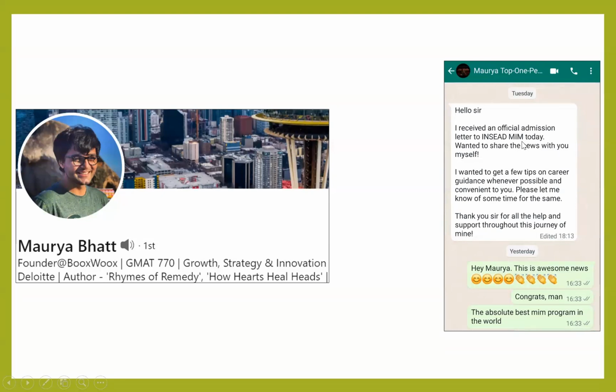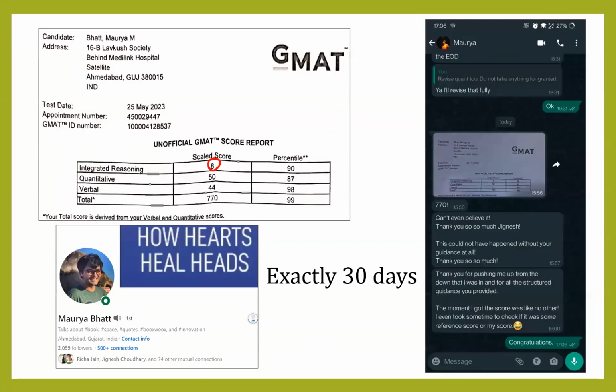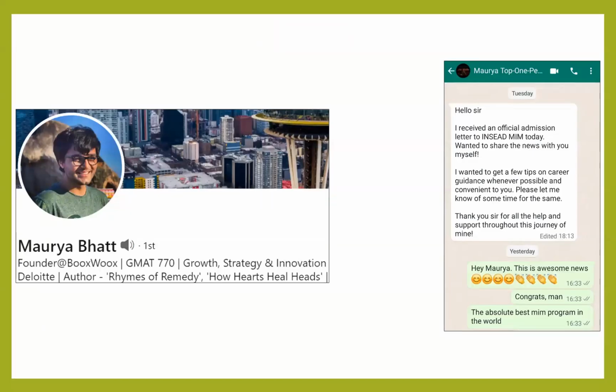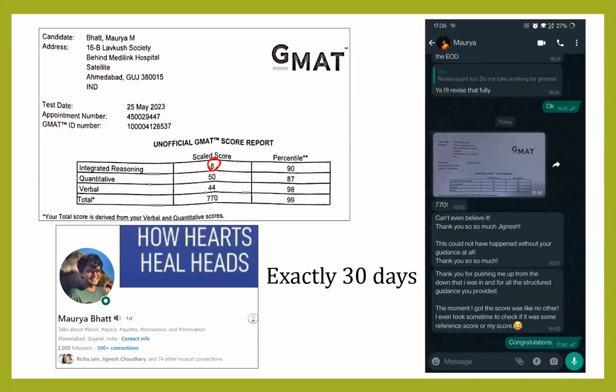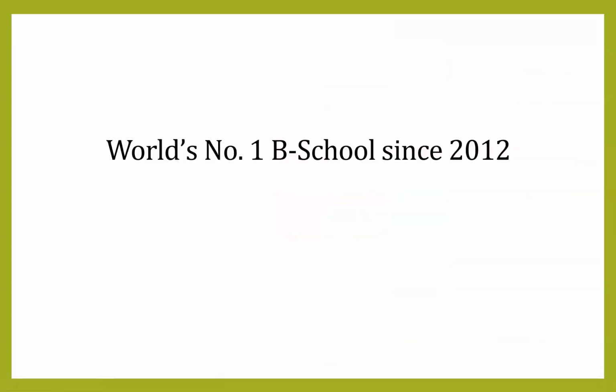He's already got into INSEAD MIM. He has less than 1 year of work experience, and INSEAD MIM is the best MIM in the world. He had a 770 and this is 685 when he wrote the Focus edition. Please remember 685 is equal to 760, not a low score or anything. So he has made it to MIM, and he made a 770 score in the previous edition. Absolutely possible to change your life with less than 1 year of work.